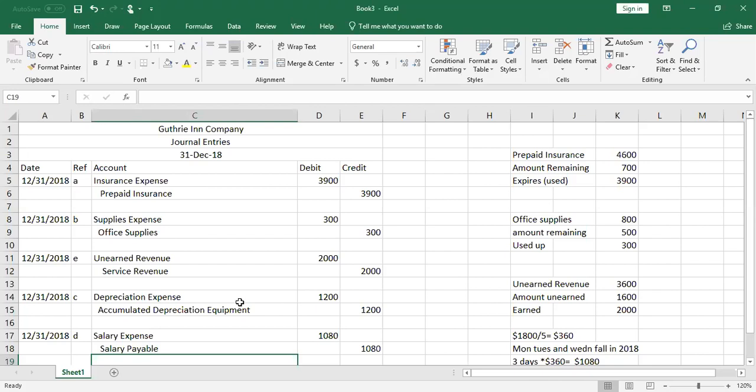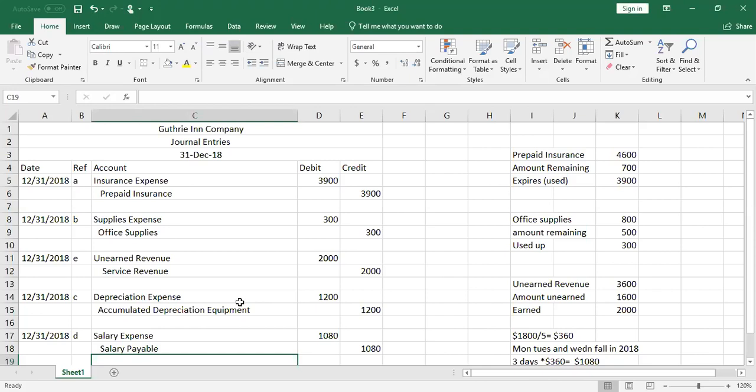Insurance expense had no balance before these journal entries, but we posted journal entry A, debit insurance expense $3,900. See, those things were missing. We got them recorded. Depreciation expense, same deal. There was no balance in there. During these journal entries, we debited it for $1,200. Advertising expense was unaffected by adjusting journal entries, so it still has a $620 balance. And then the supplies expense now has a balance of $300 in it.